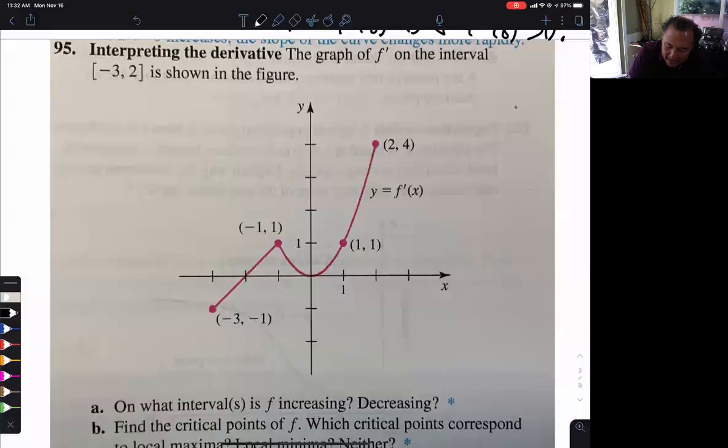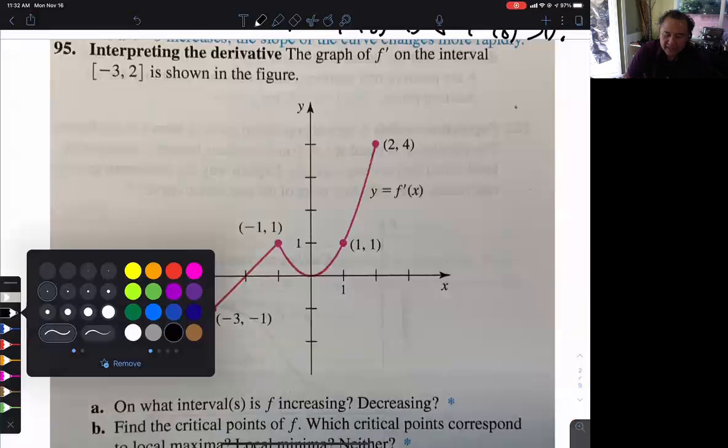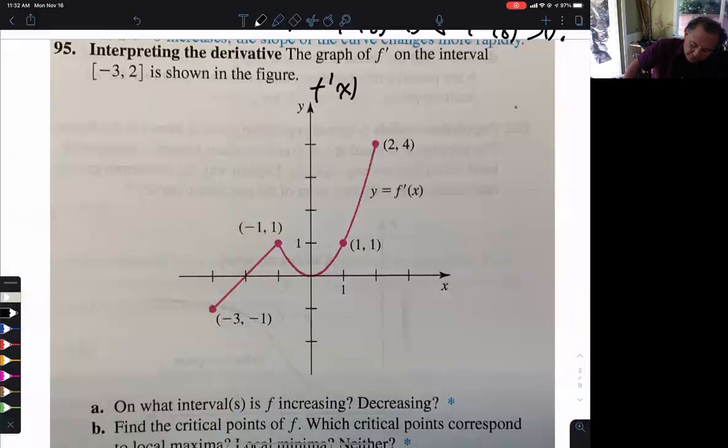This is 4.2, number 95. There's some concepts here that you really want to pick up because it's weird. First thing to notice, this is the derivative of f. Not f, it's the derivative.